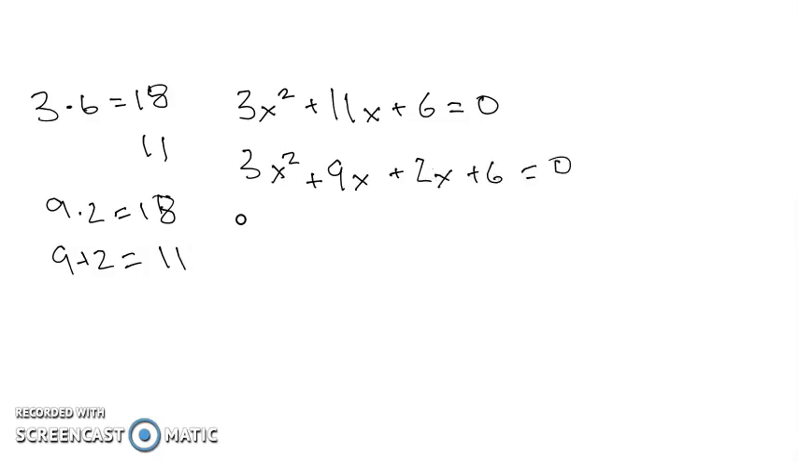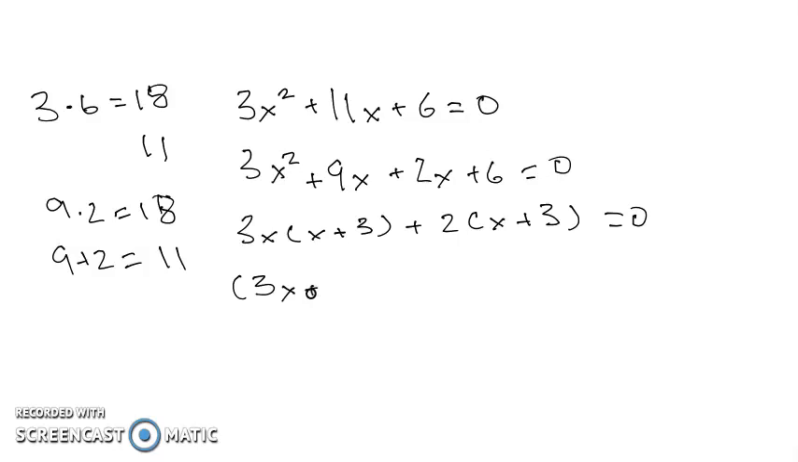I now factor. I get 3x times x plus 3 plus 2 times x plus 3 equals 0. Now I factor out the x plus 3 and I get 3x plus 2 times x plus 3 equals 0. Now x is equal to -2 over 3, or x is equal to -3.